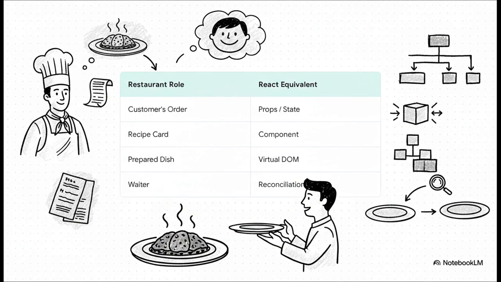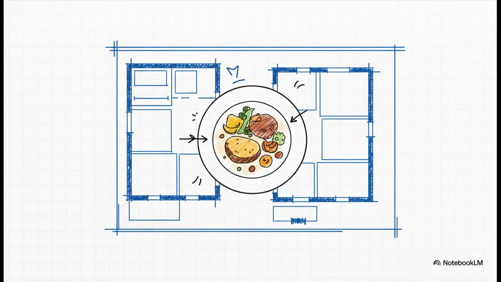Now, when that state changes, a new order comes in, the chef doesn't run out to the customer's table and try to change the food that's already on their plate, right? That would be insane. No, they go back to the kitchen and they cook a brand new dish from scratch based on the new order. And that newly prepared dish, that's what we call the virtual DOM. It's just a lightweight blueprint of what the final UI is supposed to look like.